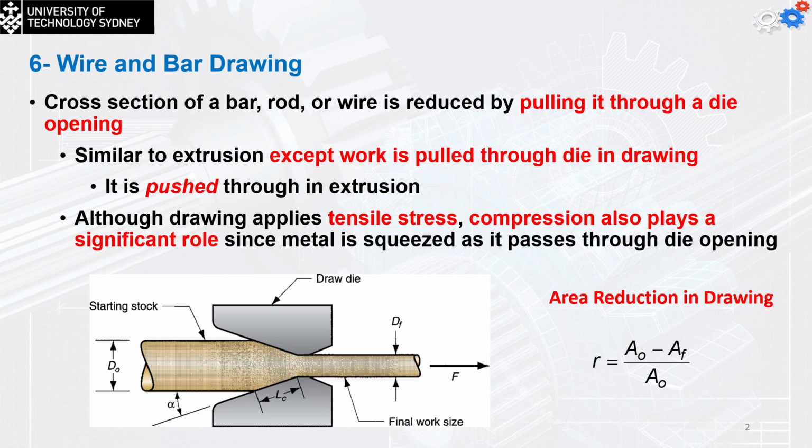The area reduction in this scenario is simply equal to the initial area, or the actual area of the bar, minus the final area, divided by the initial area.